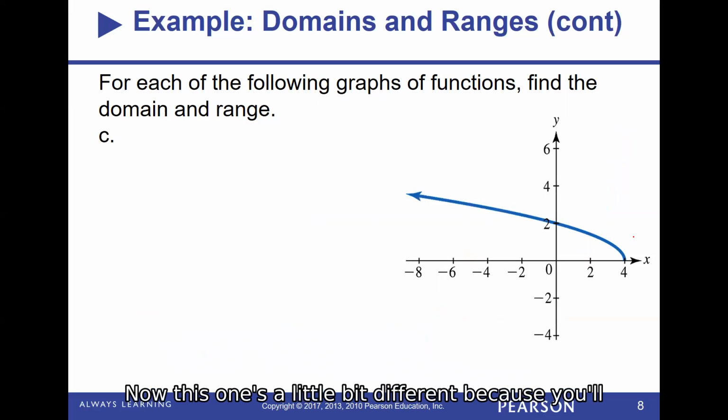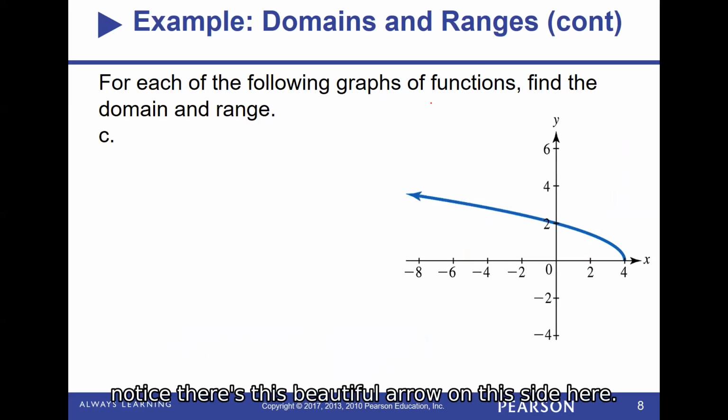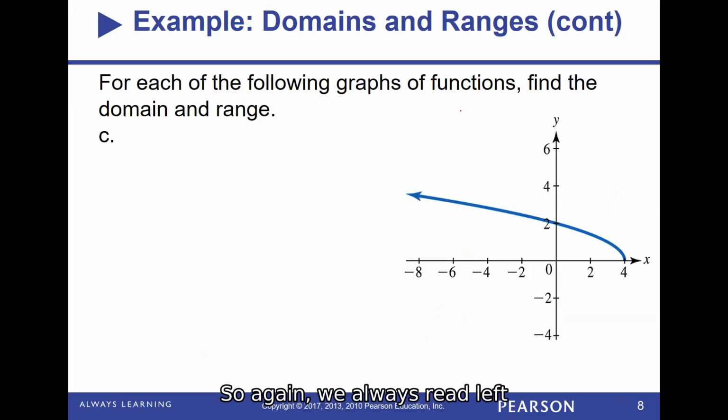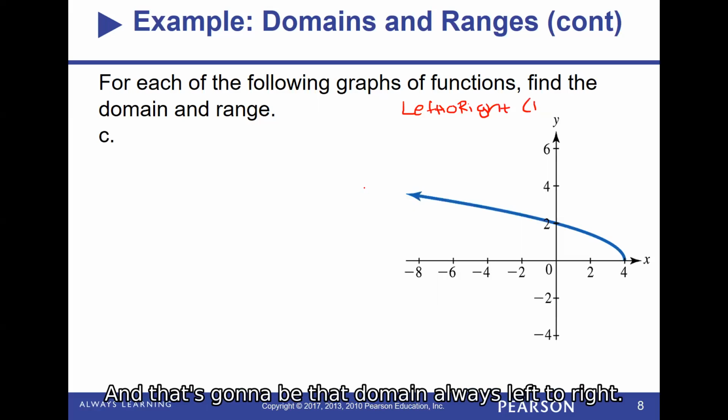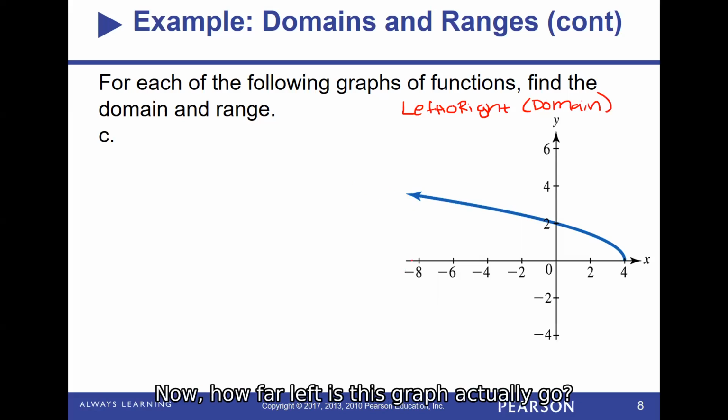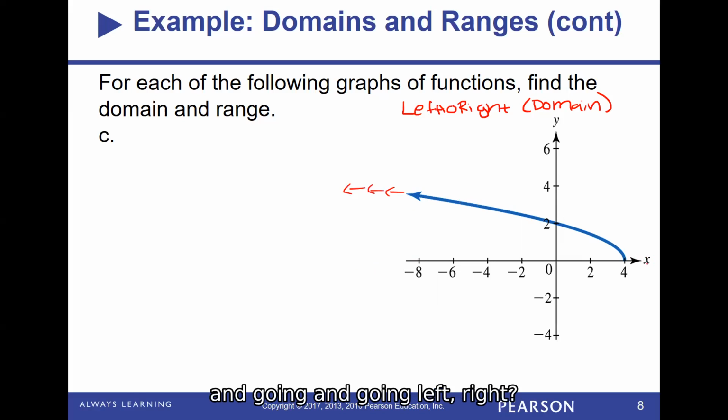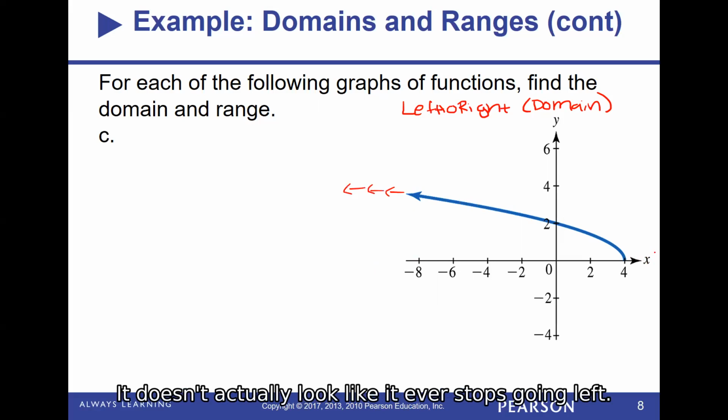So let's try this one here. Now this one's a little bit different because you'll notice there's this beautiful arrow on the side here. So again, we always read left to right when we talk about that domain. So again, left to right, okay? And that's going to be that domain, always left to right. Now, how far left does this graph actually go? It looks like it keeps going and going and going left, right? It doesn't actually look like it ever stops going left.